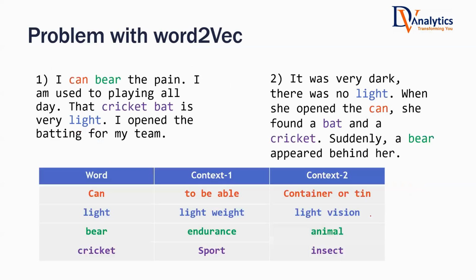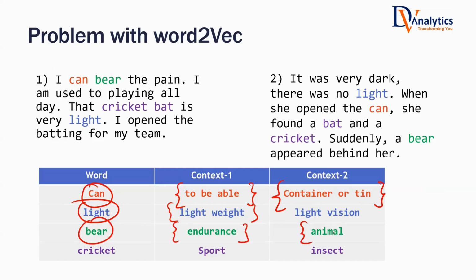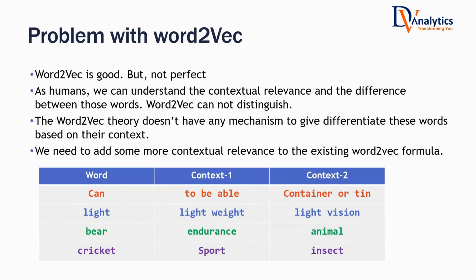Now that is the problem with Word2Vec. What is the problem with Word2Vec? Same word can, but the context is I can, to be able to, versus a can, a container or the tin. Same word light, lightweight versus light in terms of vision. A bear is like endurance: I can bear the pain versus bear the animal. Word2Vec is good, but it is not perfect. Yes, Word2Vec helps us in multiple places.